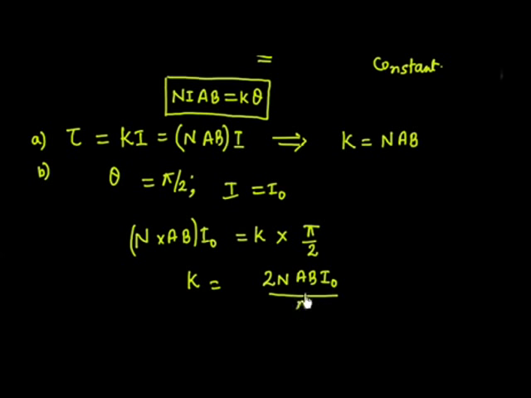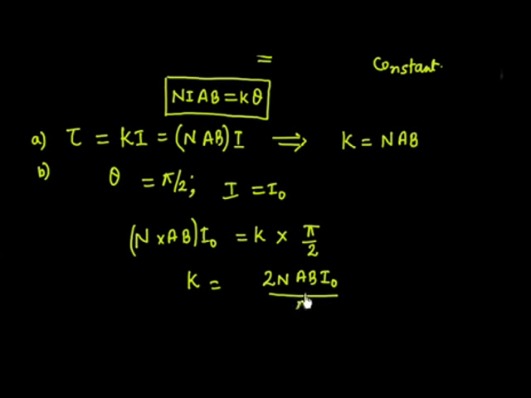Now I can use this torsional constant to measure the current, because this is the first stage of calibration. So this is what we are doing. We are calibrating the torsional constant. So this is calibration. Now let us see what we have to find in the next part.